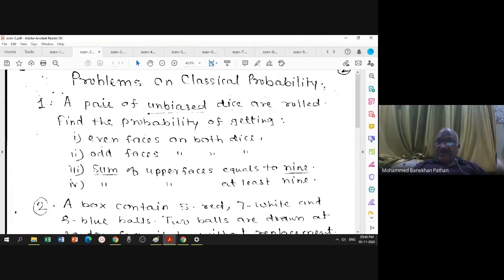Let us try to understand what the question says. We have dice, but a pair of dice. That means 2 dice. And what is the nature of the dice? Unbiased. So what about this word? This word is important to provide equally likely outcomes. If this word is dropped, you cannot apply classical probability. Let us see how this question will be solved with the help of classical probability.